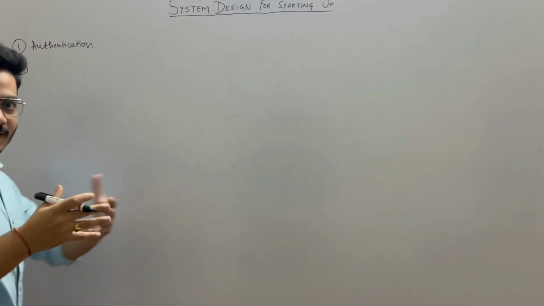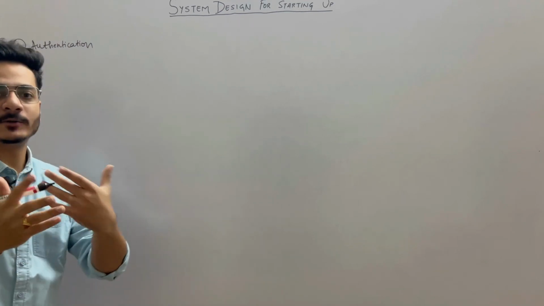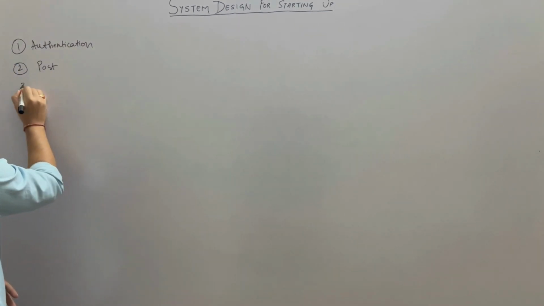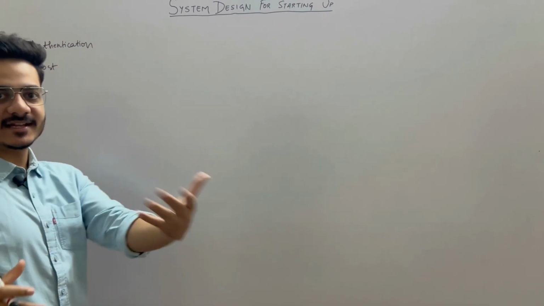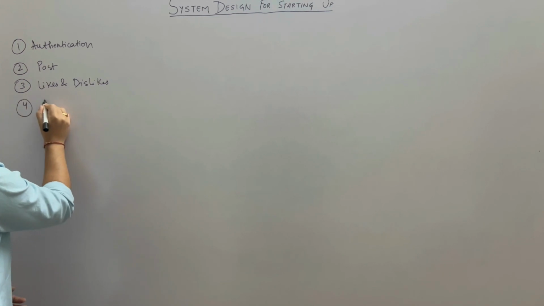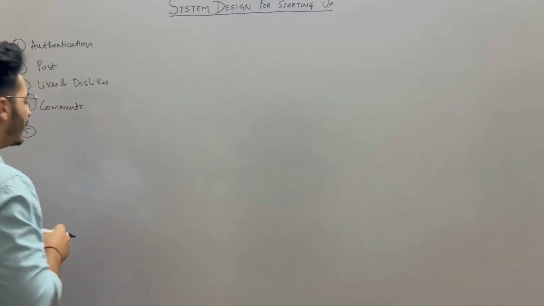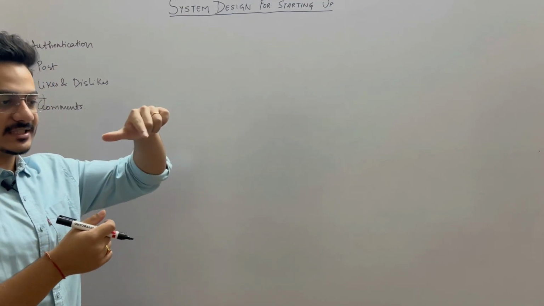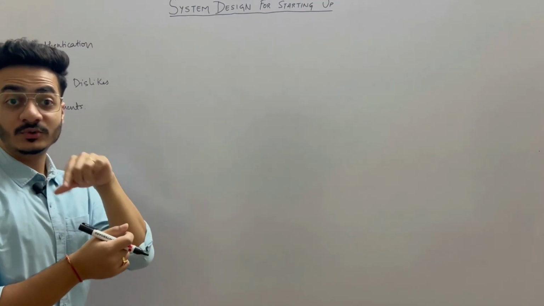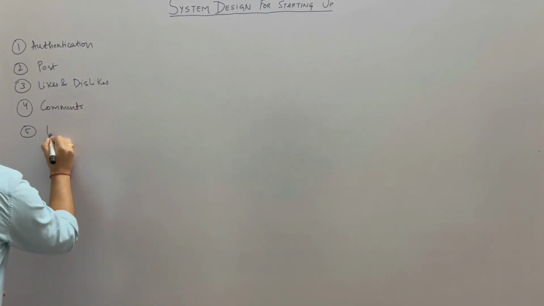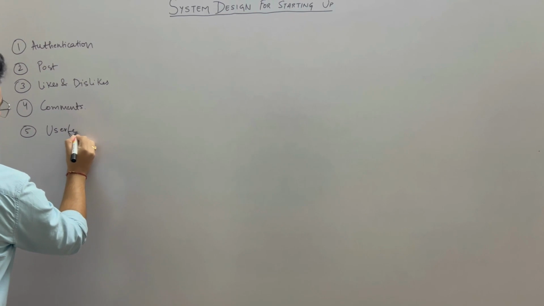Second, since it's a social web application, you must be able to post something over there, right? So second is post. Then third functionality will be likes and dislikes. Fourth will be comments. And fifth will be user feed, right? Because when you open your Instagram or LinkedIn, you see the posts of those you follow, right? So basically we will try to design that also. That is user feed.